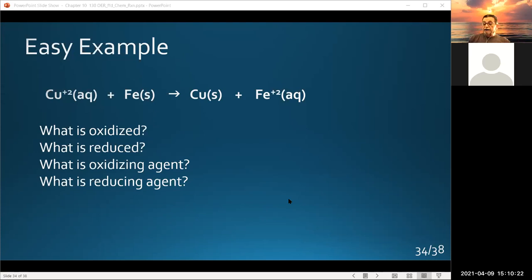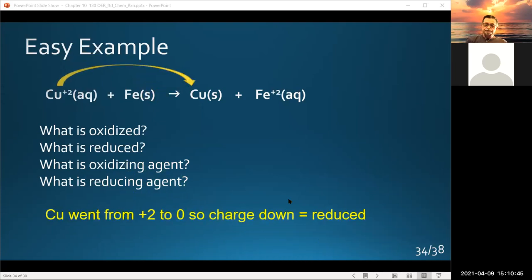Well, first of all, you might ask yourself, I'm always a skeptical kind of guy, and I say, how do I know this reaction proceeds? Well, if you go to the activity series, you'll find that iron is a lot more reactive than copper. And then here, iron is not in an ionic form, therefore the reaction proceeds. So what we have here is copper going from a +2 to a 0 oxidation state.